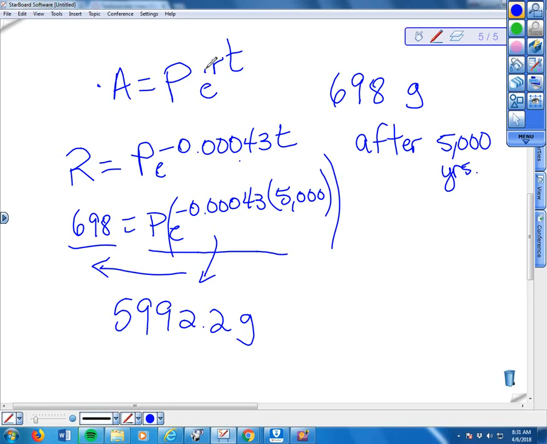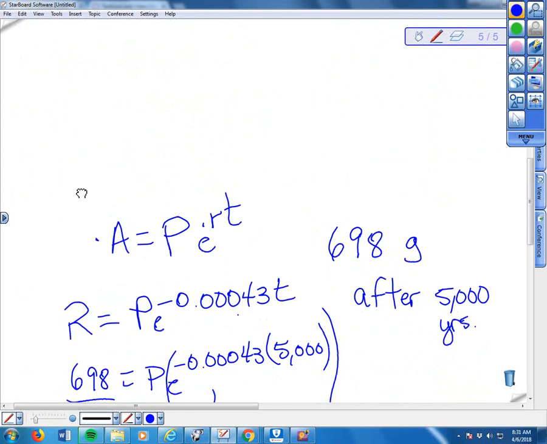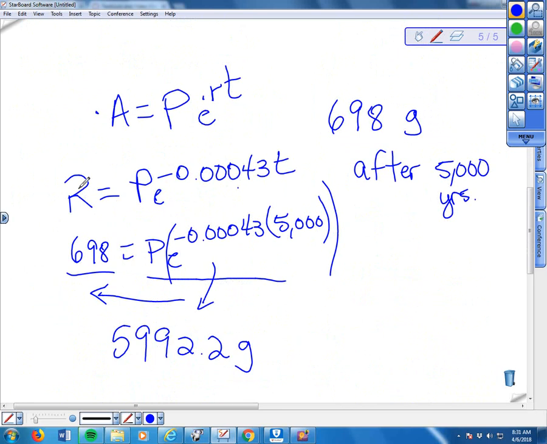But you will not use the other formula if the problem has the word continuous in it. I've probably said it 3 times, and I guarantee on a quiz, someone's going to use that formula with the word continuous in a problem, and that will get you the wrong answer. You must use this formula for a continuous word problem.